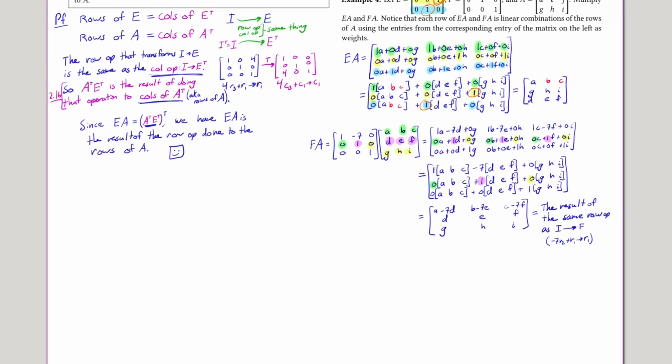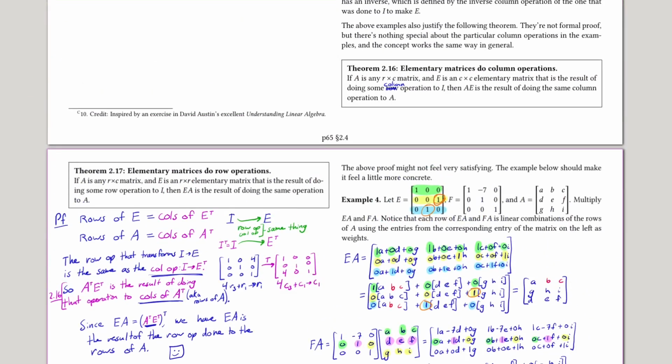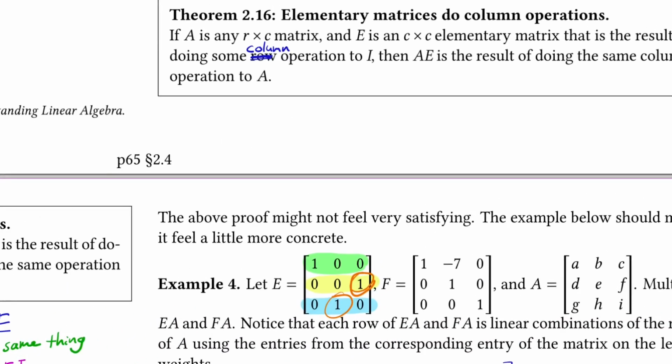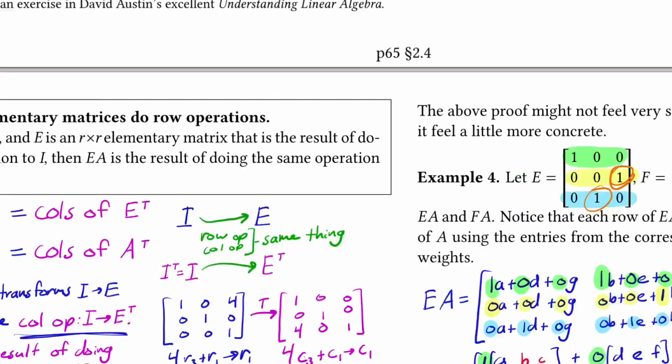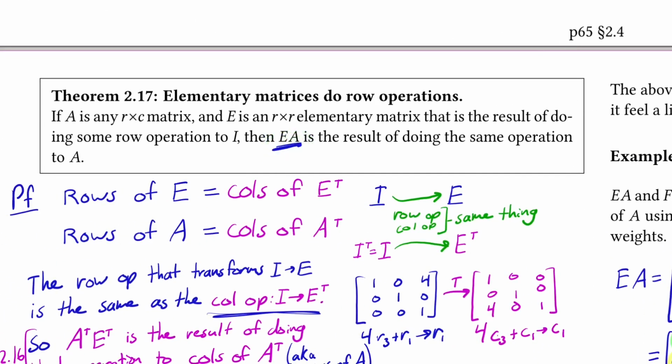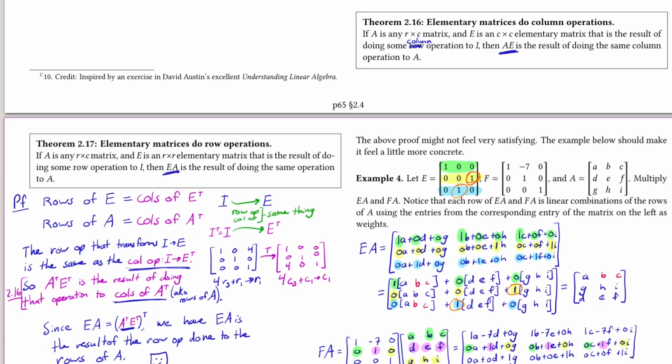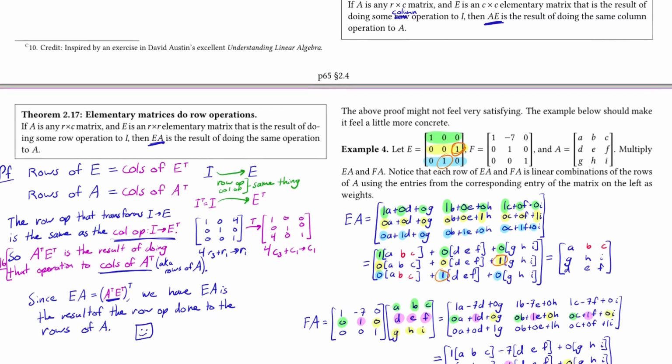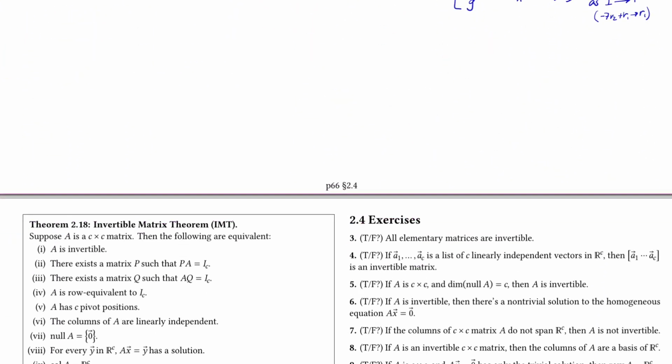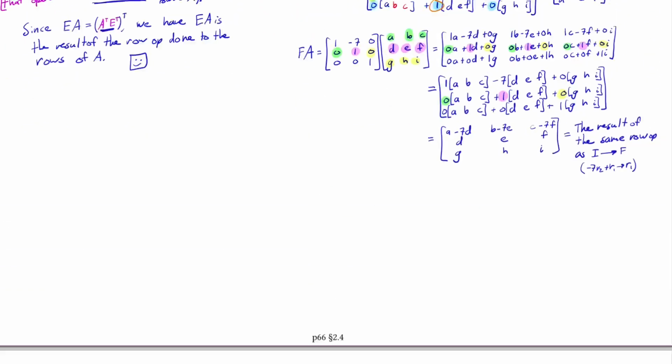All right. Yeah, we can see now that you can think of elementary matrices 2 ways. If you want to think of it as doing a column operation, you multiply it on the right. If you want to think of it as a row operation, you multiply it on the left. And this is going to allow us to apply things we know about row operations like pivot positions and all that stuff to write it in the form of matrix multiplication. And that's going to help us prove the invertible matrix theorem in the next video.